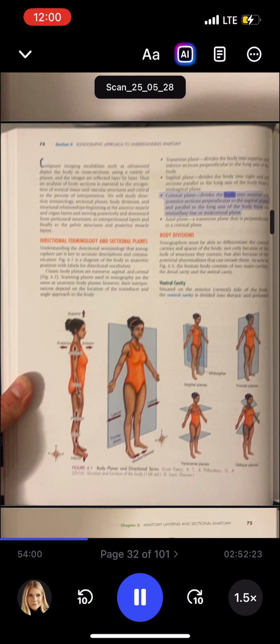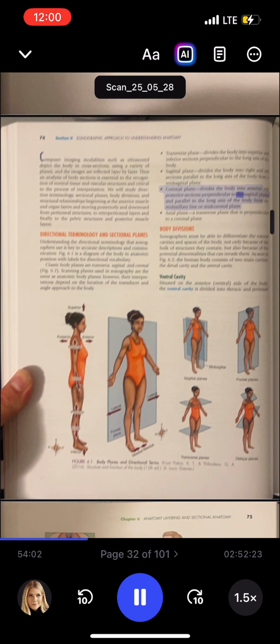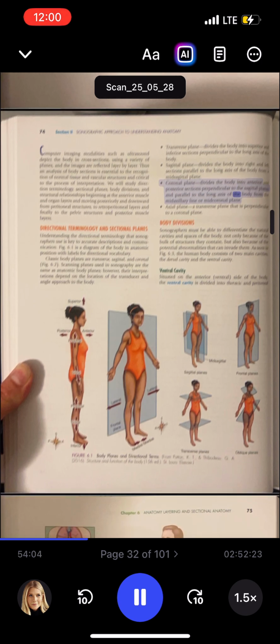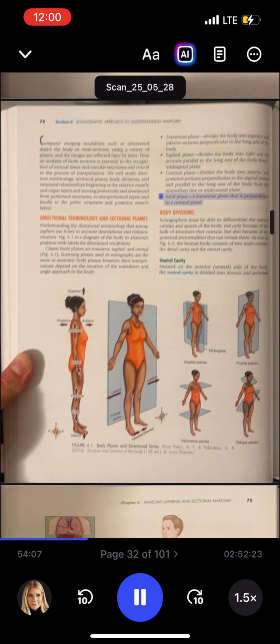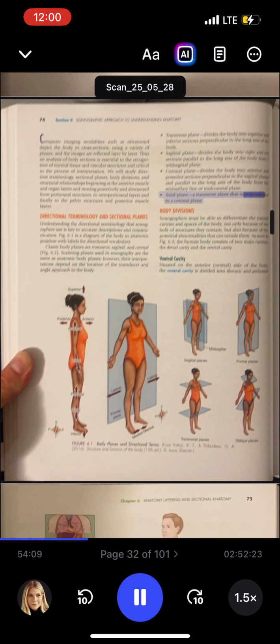Coronal plane divides the body into anterior-posterior sections, perpendicular to the sagittal plane and parallel to the long axis of the body, from the mid-axillary line or mid-coronal plane. Axial plane, a transverse plane that is perpendicular to a coronal plane.